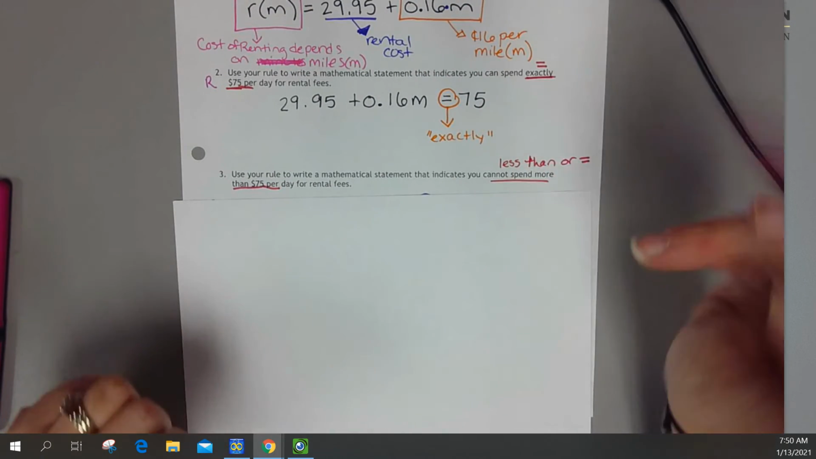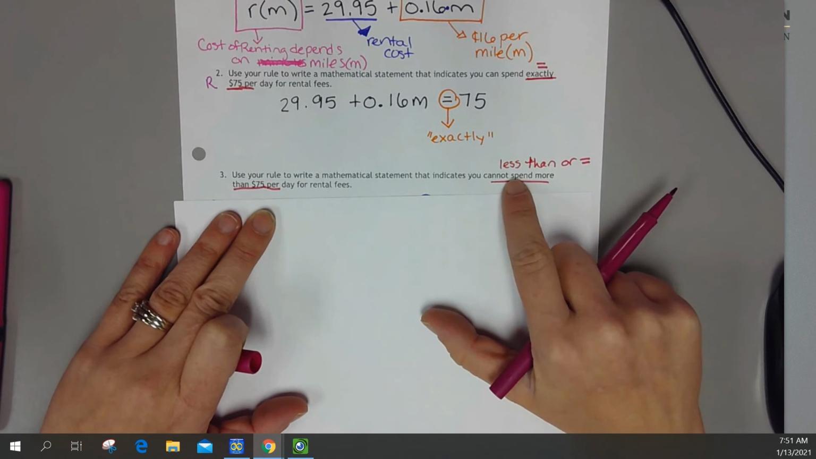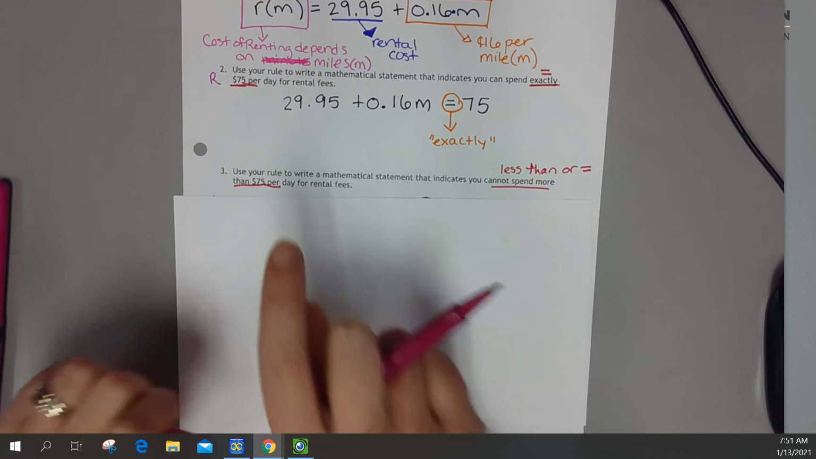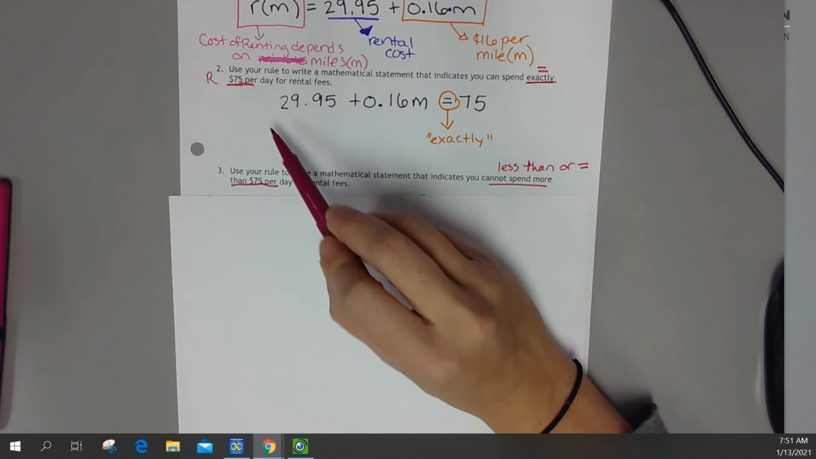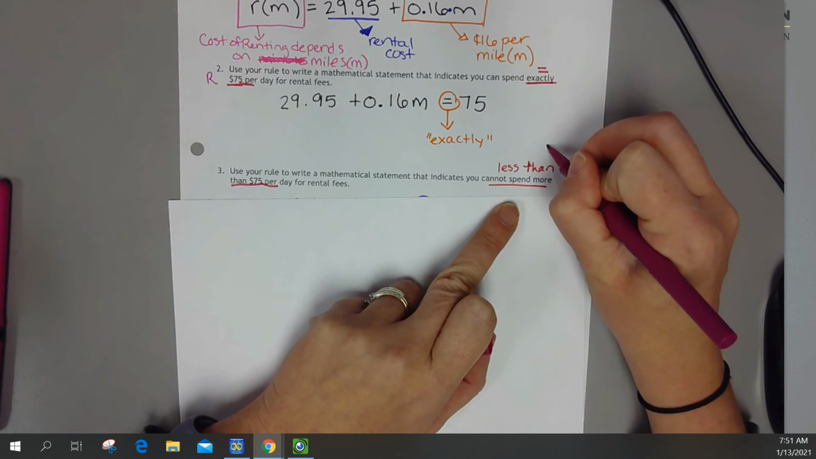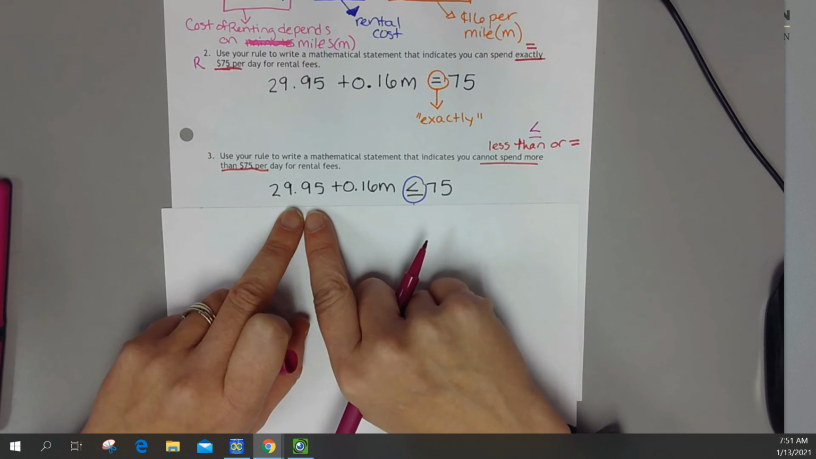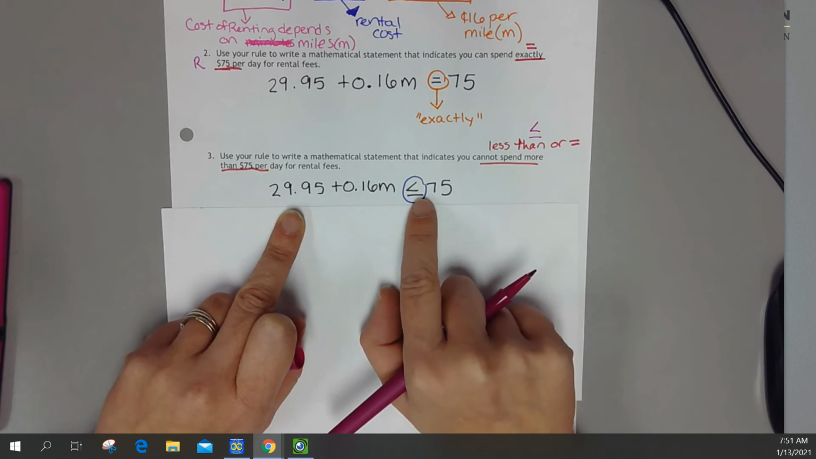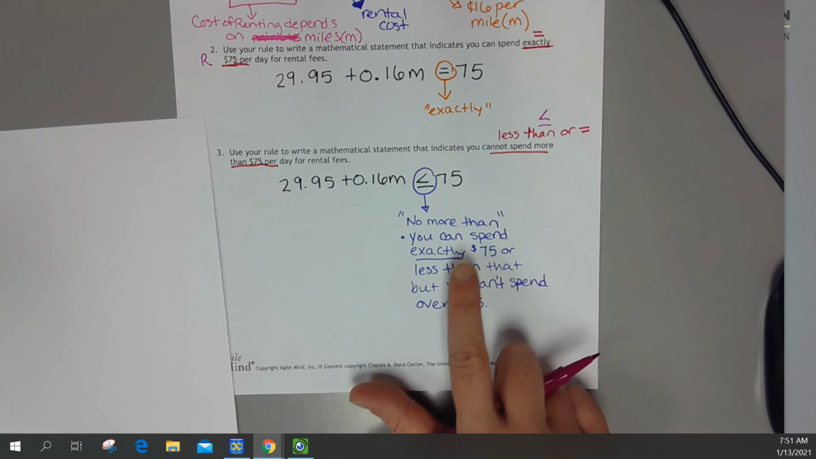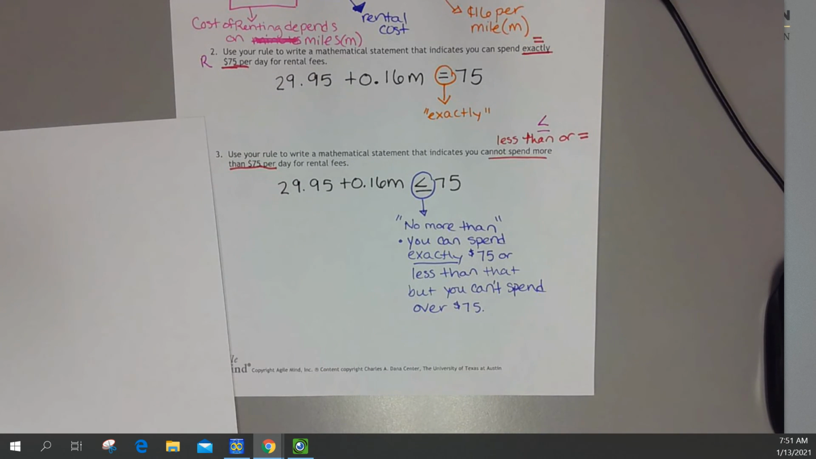Going down to number 3, use the rule to write a mathematical statement that indicates you cannot spend more than, meaning we can spend less than or equal to $75 per day. Okay, so we're going to take this same exact statement that we set up here and use this less than or equal. Well, what do we use for that? Less than or equal. So I have $29.95 plus my 16 cents per mile has to be less than or equal to $75. Again, guys, that less than means no more than. We can spend exactly 75 or less than that, but we cannot spend over.